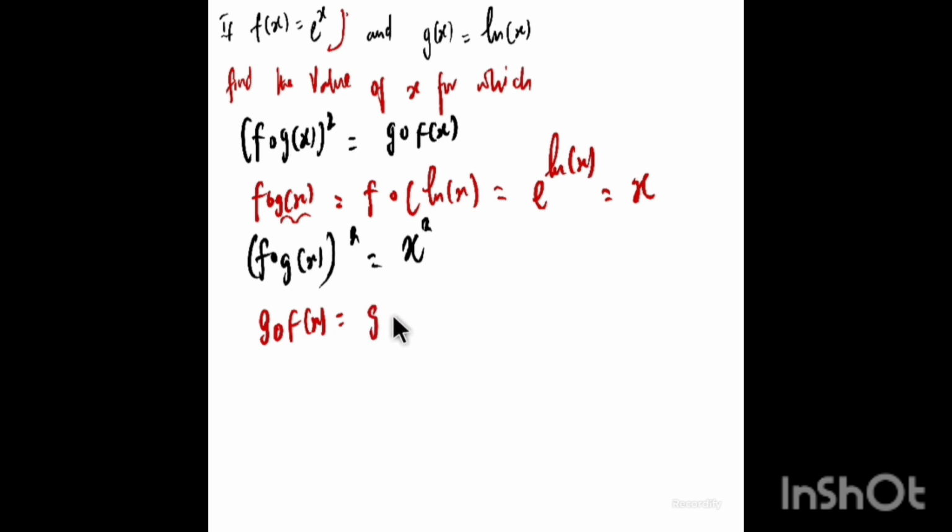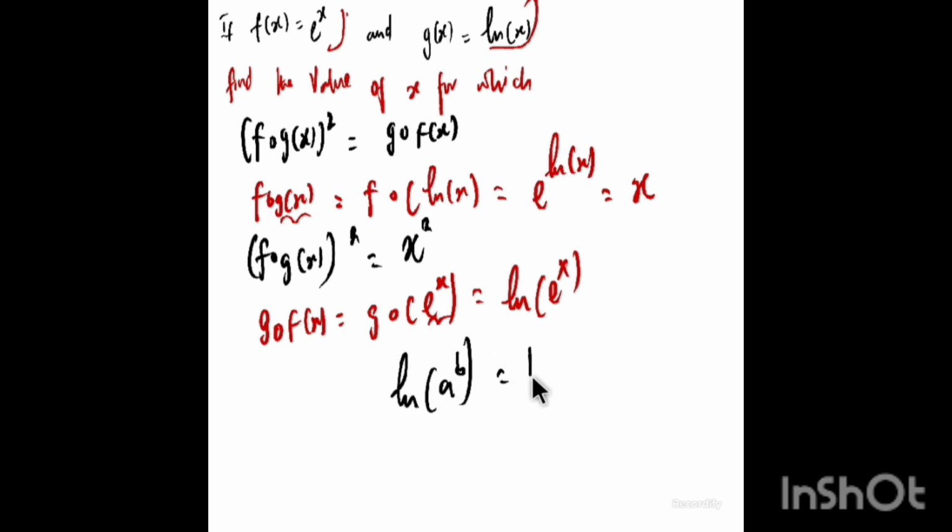g of f of x, which is exponential x. It means anywhere you are seeing x in your g of x, you're going to input exponential x. So this is going to give us natural log of exponential x. Then according to the law of logarithm, natural log of a to the b power is b times natural log of a. So natural log of e to the x power is going to give us x natural log of e. And remember, natural log of e will surely give us 1 because the base of your natural log is also e. So this will be equal to x.